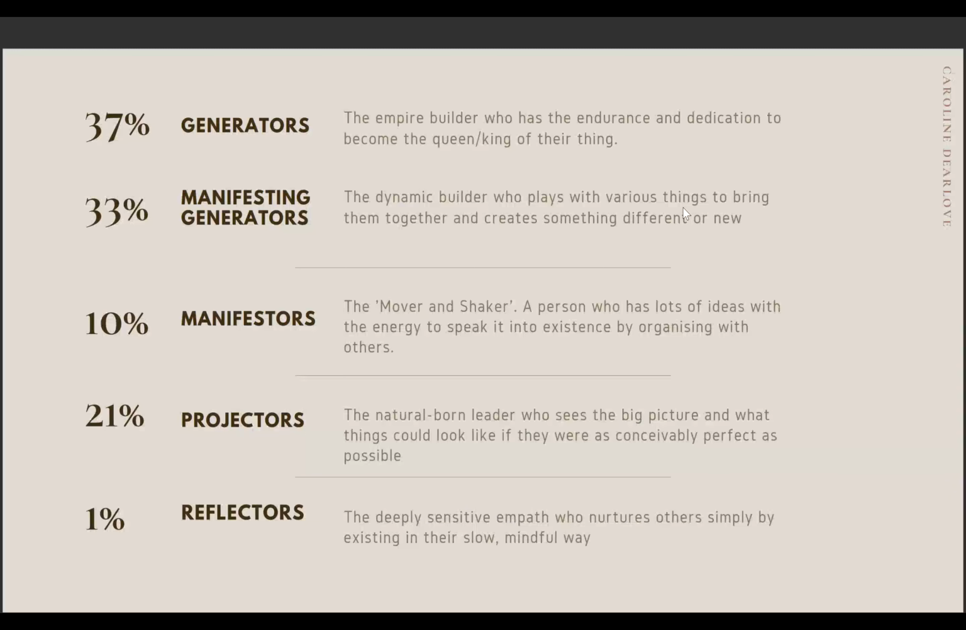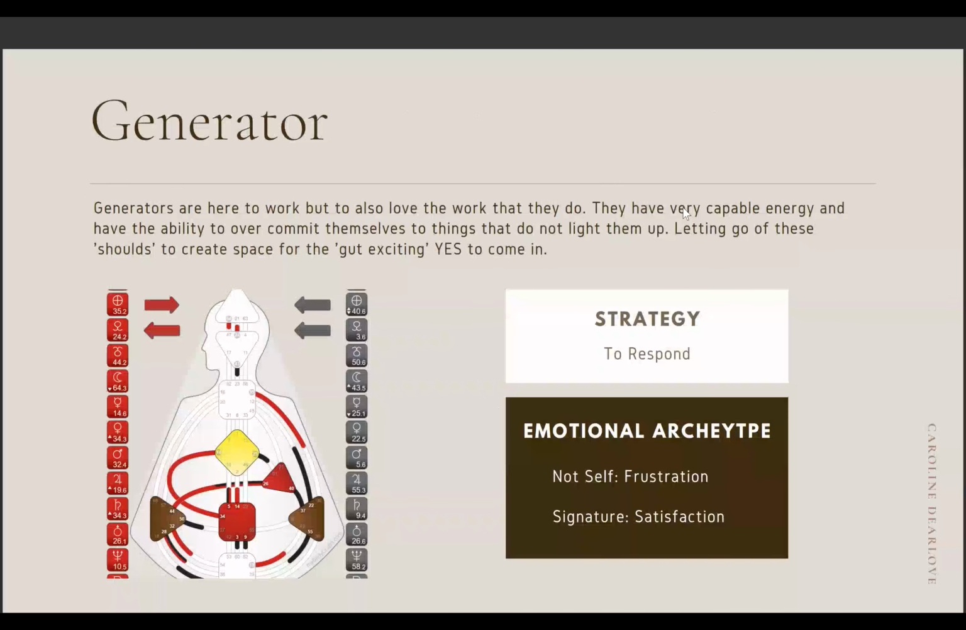Then you have the reflectors. Now, I've done probably around 150, 200 human design readings, and I've only come across 2 reflectors in all the time. So they are very rare and very special indeed. Reflectors are incredibly sensitive empaths, and they nurture others simply by existing in a slow, mindful way. So let's have a look at them individually.